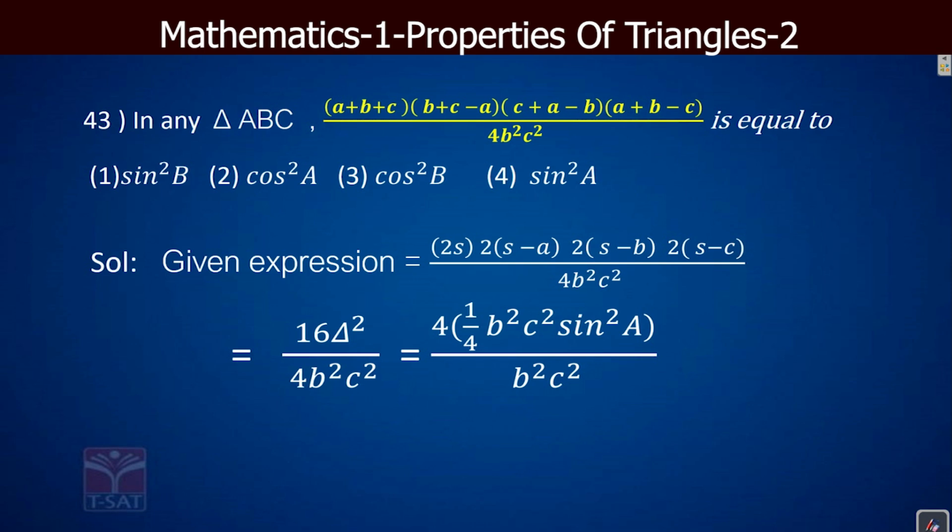which is nothing but 4 into delta square by b²c². You know that delta is equal to half bc sin A. So that is 4 into 1 by 4 into b²c² sin²A by b²c². So 4 cancels, b²c² cancels, which is equal to sin²A. So the correct option is option number 4.